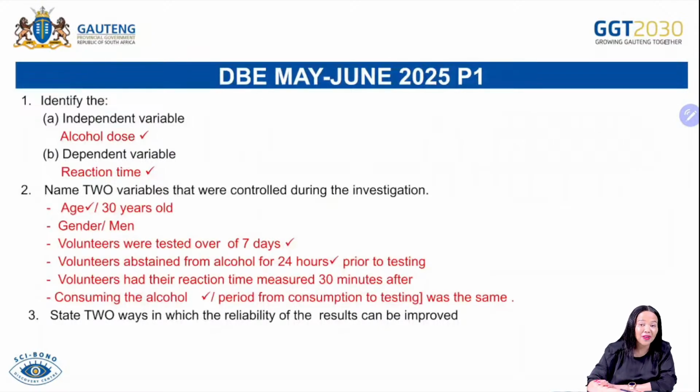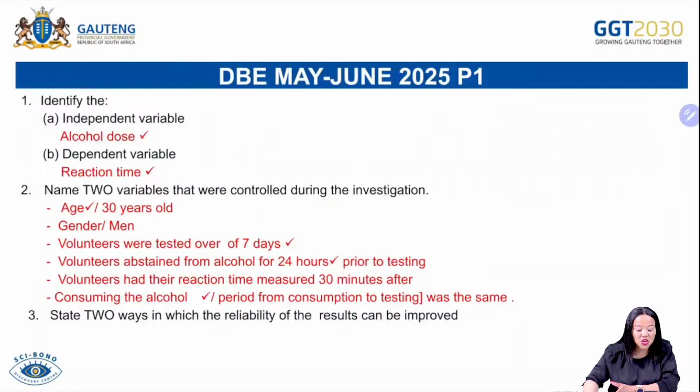So these are all the variables that were controlled during the investigation, the variables that were fixed during the investigation. We were told that the participants were males of the same age. So the age was a fixed variable, gender was a fixed variable. Volunteers were tested over a period of 7 days. The period in which the volunteers were tested was fixed. It was a period of 7 days. And also, the period from consumption to testing was also a fixed variable.